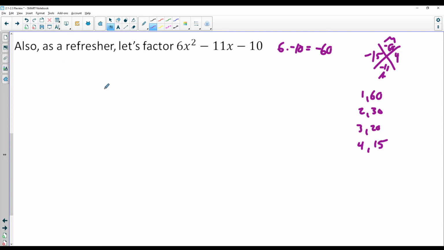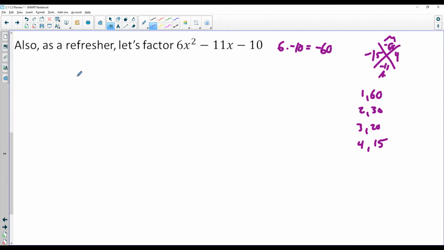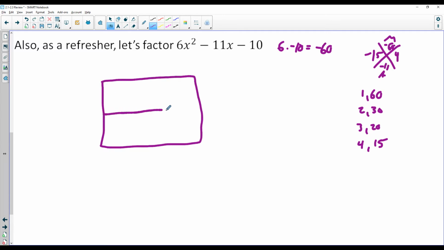So what we do with that now is we're going to make this box, do my best, and we essentially are going to rewrite this. So this 6x squared is going to go on the top, this minus 10 is going to go here, and this negative 11x is going to go here, but in the form of these two numbers. So I'm going to put 4x there and negative 15x there.